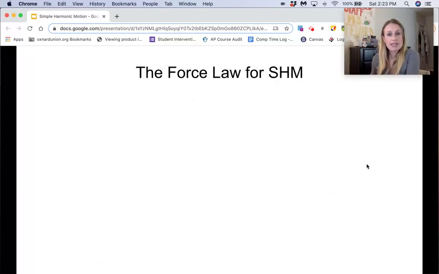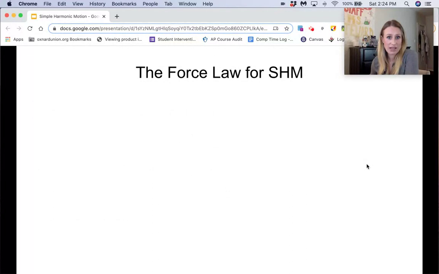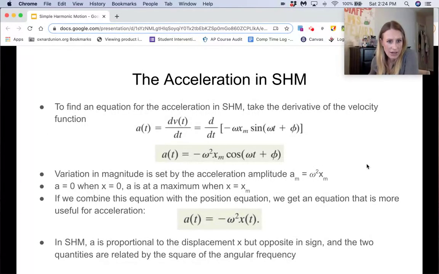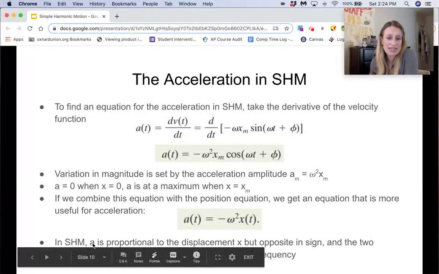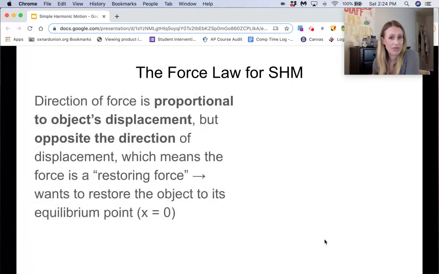Now let's talk about force a little bit more in simple harmonic motion. I talked a little bit about this before, but remember the direction of the force is proportional to the object's displacement, but opposite in sign of the direction of displacement. I just spoke about this with our acceleration, right? Back here, in simple harmonic motion, acceleration is proportional to displacement, but opposite in sign. Since acceleration points in the same direction as net force, it's the same for force. So what this means is we have a restoring force.